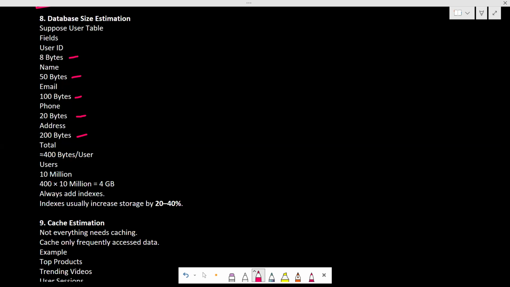So suppose 10 million users are using your application. Multiplying 400 bytes by 10 million gives approximately 4 GB. So always add indexes. Indexes usually increase the storage by 20 to 40%. So this is why database estimation always includes additional overhead.